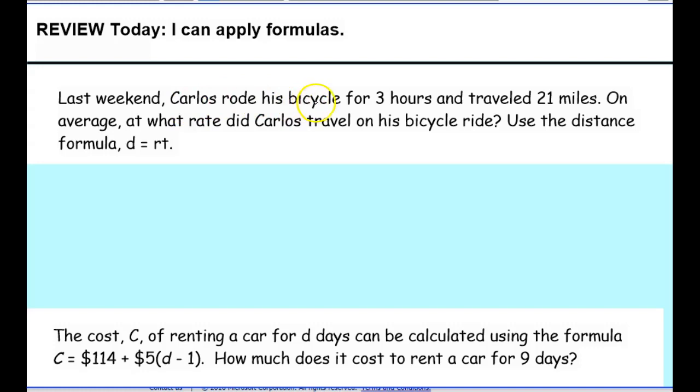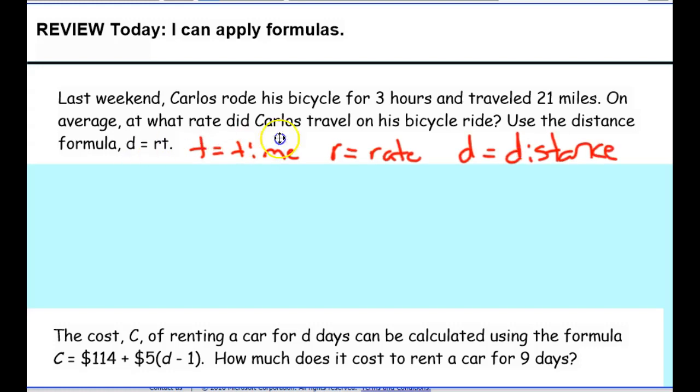Well, we know that Carlos rode his bicycle for 3 hours. So we're going to say that T equals time. R is going to equal rate. And D will equal distance. So if D equals distance, well, we know that he traveled 21 miles. So we have 21 equals R. We're trying to find R, so we have R times T. T is time. Well, we know he rode his bicycle for 3 hours. So R times 3.